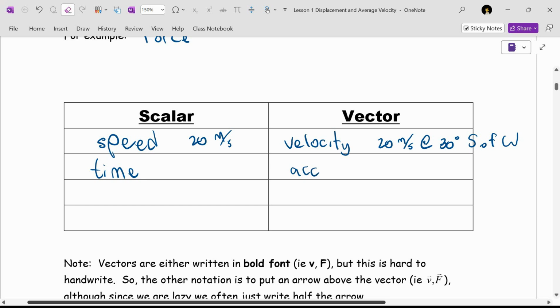Acceleration is a vector. I'm going to abbreviate acceleration with a. Depending on which way you're accelerating, one way might cause you to speed up, one way might cause you to slow down.